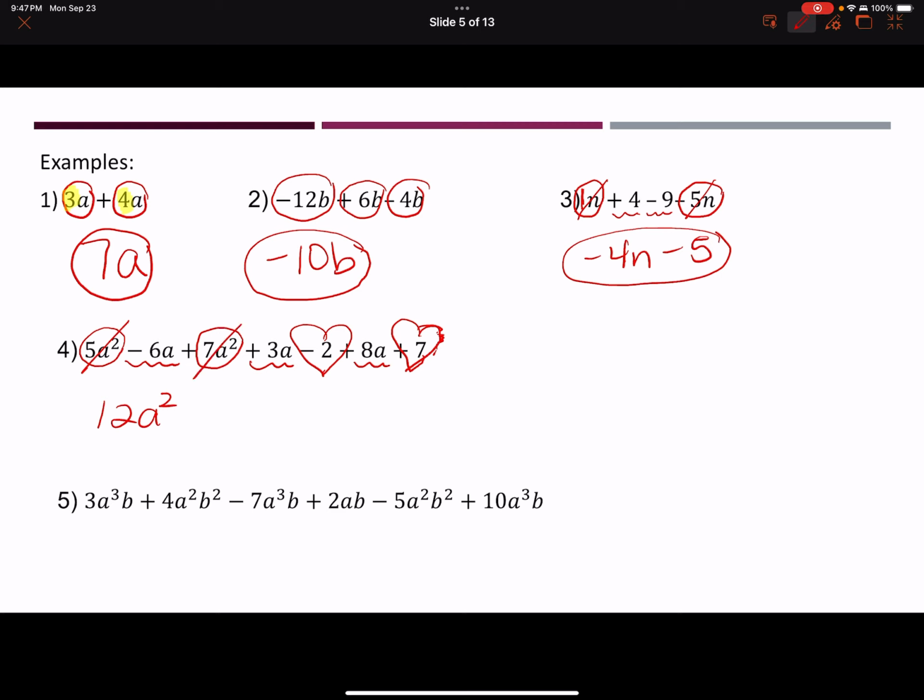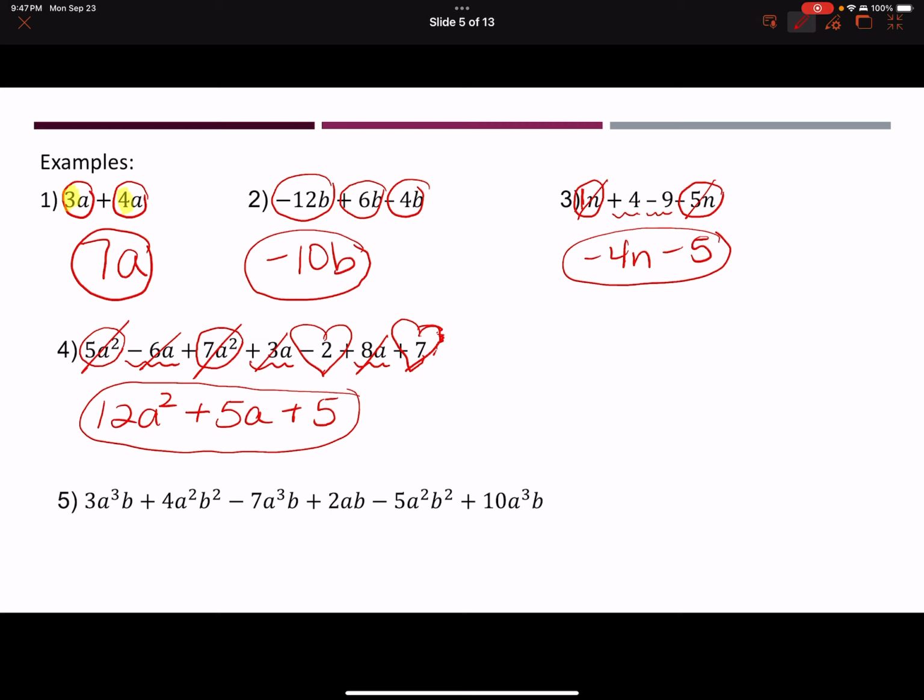Next term should be the a terms, right? Negative 6a plus 3a plus 8a. So I'm going to start with the negative 6 plus 3. That's negative 3. Plus 8 is 5. So this will be plus 5a. So I got rid of all these. Now those hearts, negative 2 plus 7, that's plus 5. And notice, double check, my answer is in standard form. The a squared comes first, then the a, and what comes always last is my constant, right?